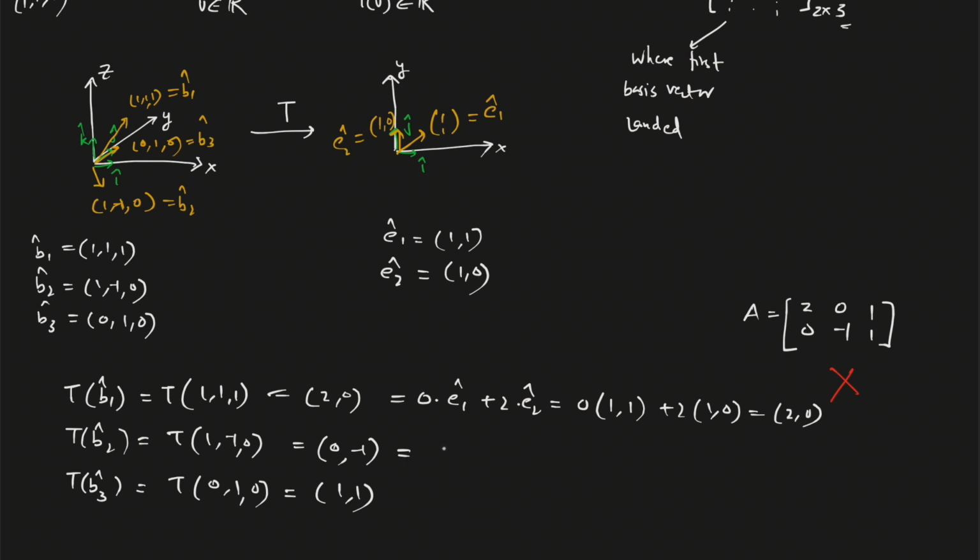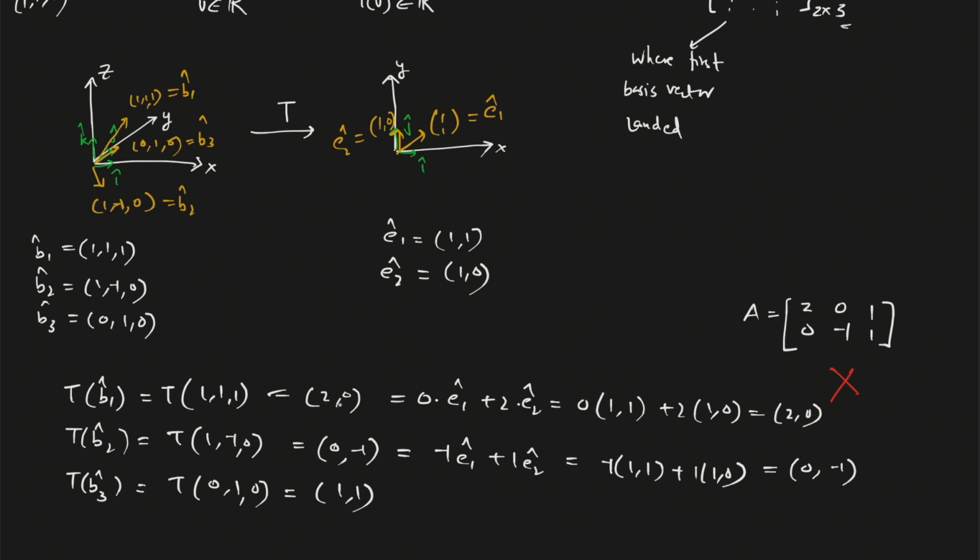Similarly, for the second one, it is minus 1 times E1 hat plus 1 times E2 hat. So minus 1, 1 comma 1 plus 1 comma 0. So you might be thinking, how am I able to get this combination? It's pretty simple, right?